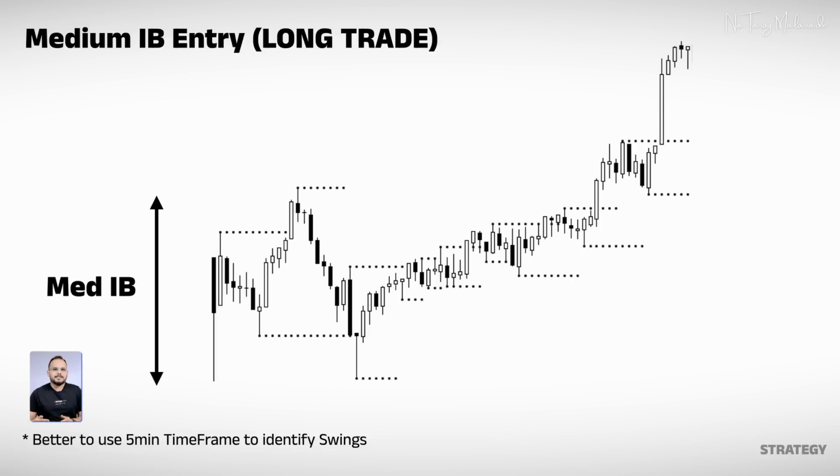Let's consider a practical scenario for a long trade. Assume we have identified a medium IB range, but upon analyzing the trend, we discovered that the market is moving in an upward direction. So this signals us to look for an opportunity for a long trade.